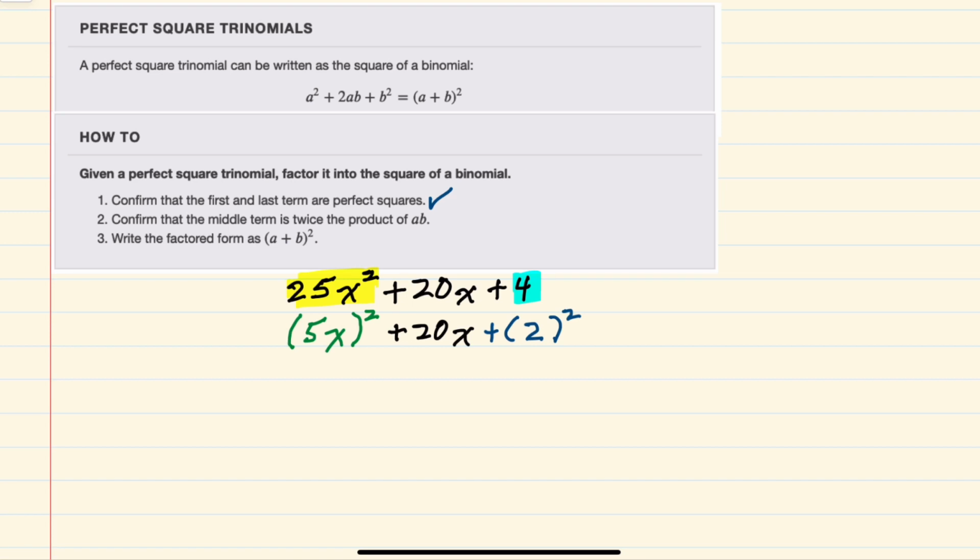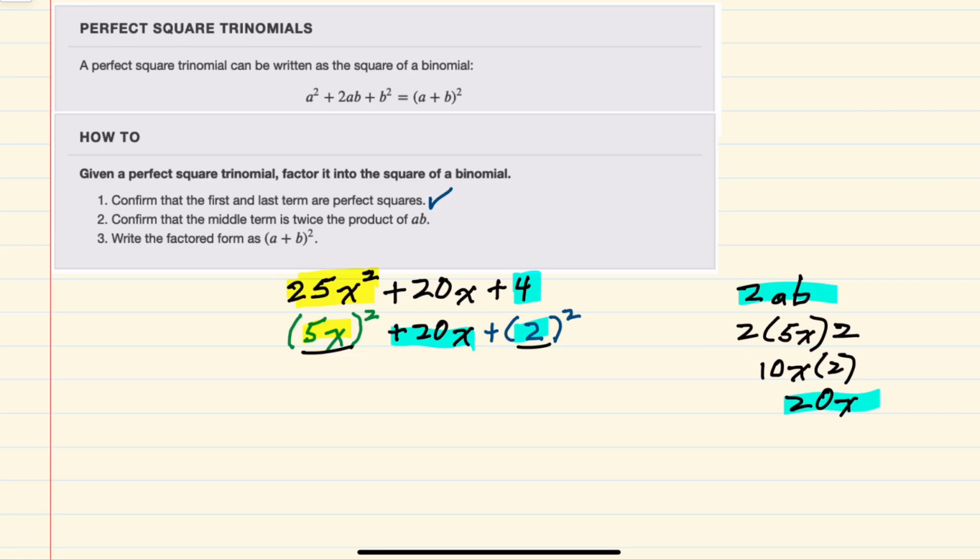Our next step is to confirm that the middle term is twice the product of a and b. So we have a and we have b. If we wanted twice the product of a and b, twice a times b, now that we have a and b identified, would be 2 times a, which is 5x, times b, which is 2. Here, using our a and b, we can multiply this out. 2 times 5x is 10x, times 2 would be 20x, and yes, the middle term is twice a times b.